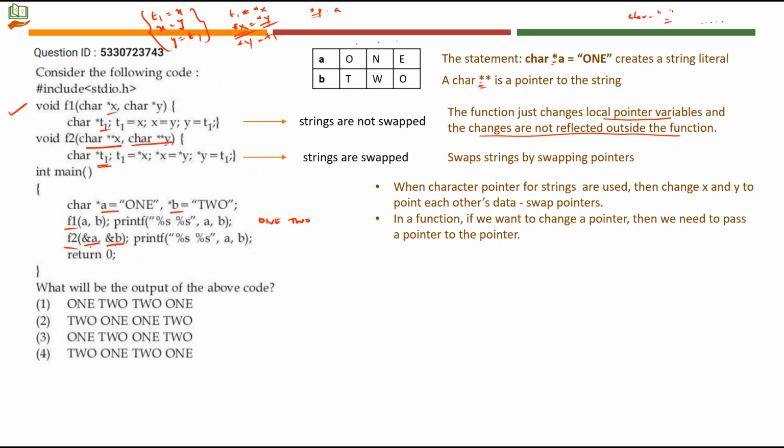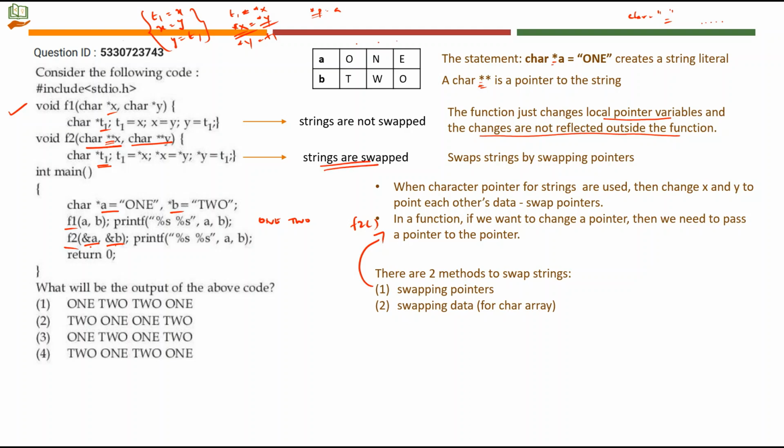In a function, if we want to change a pointer, then we need to pass a pointer to the pointer. This is why we are using the double asterisk symbol here. There are actually 2 methods to swap strings. One is swapping pointers and the other is swapping the data when you use a character array. Swapping pointers is what they have done in this particular F2 function. And swapping data, I will leave it to your learning. There are lots of references even in your books and on the web. You can just go and have a look at how swapping occurs in both methods for a better understanding. Once we know the strings are swapped here.